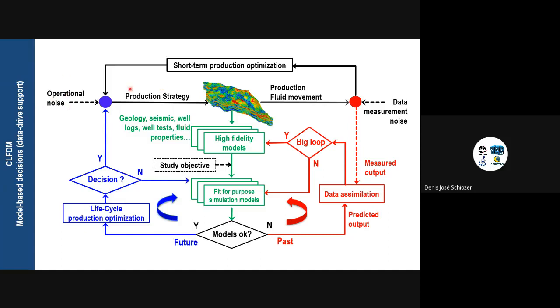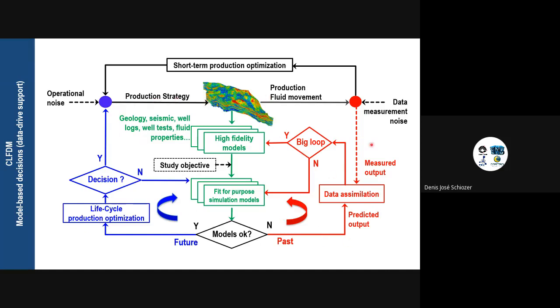But once we have this, we implement this production strategy in the field. And once we implement this, we're going to measure the production, measure, for example, the fluid movement by a seismic 4D, and so on. We're going to measure this data. We also have a noise here in the data. And once we measure this data, we go to the next cycle. And what's the next cycle? We're going to see if the models are okay. If they are okay, I will see if the production strategy remains the same. And if it remains the same, I keep doing the next cycle and so on.